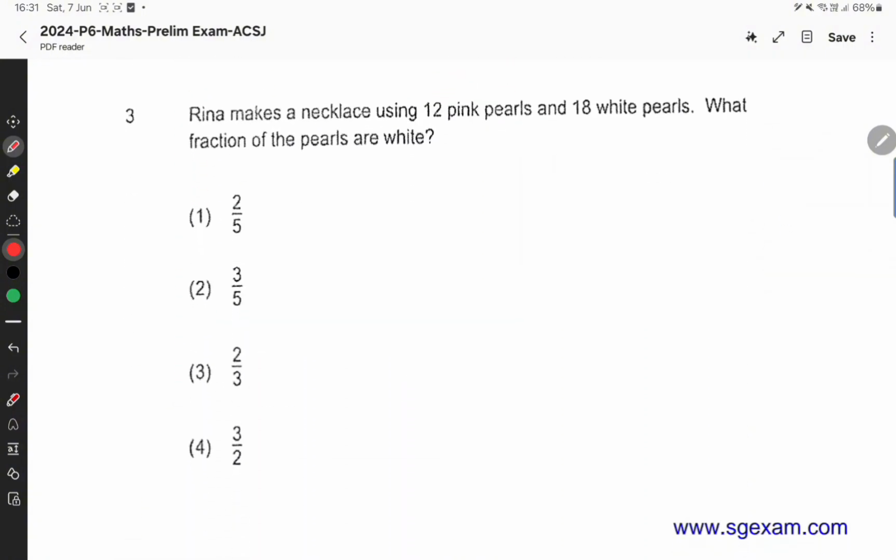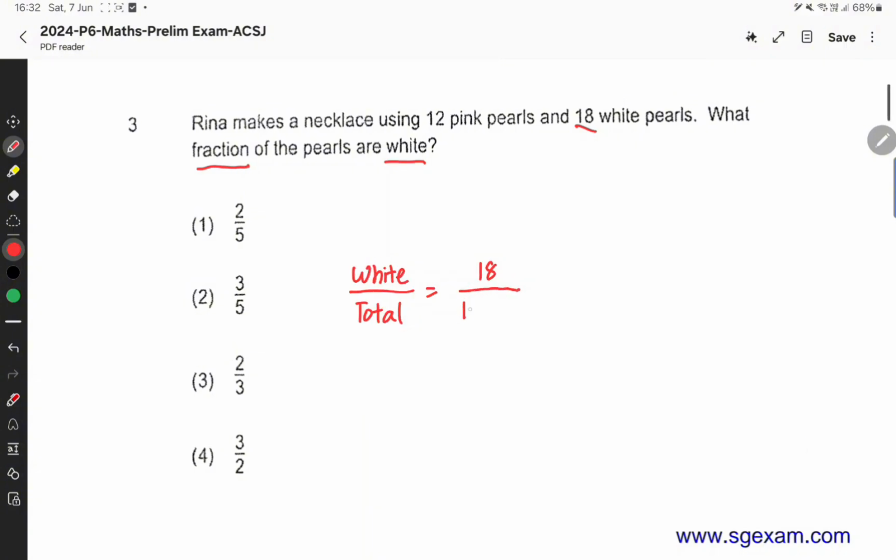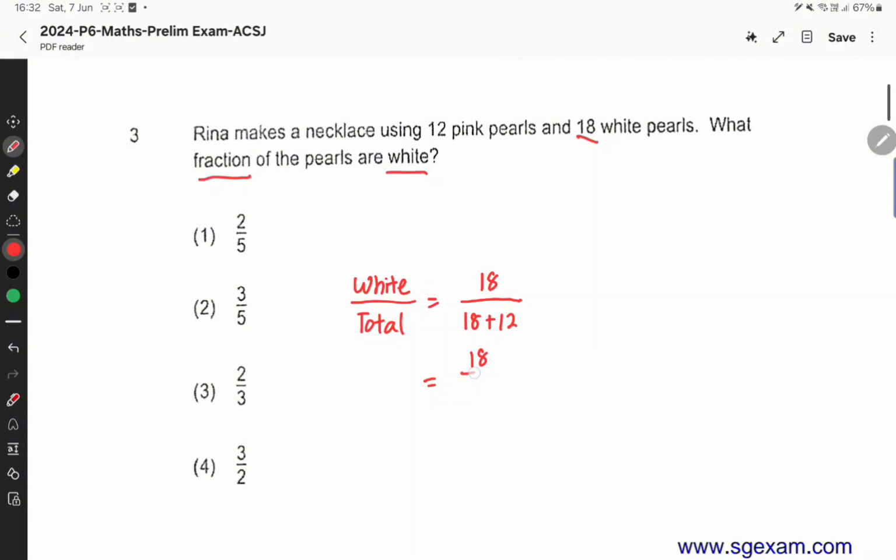Rina makes a necklace using 12 pink pearls and 18 white pearls. What fraction of the pearls are white? The question is asking you in terms of fraction, so we need to write out white over the total. There are 18 white pearls, so we write 18 over the total, which is 18 plus 12, the white pearls plus the pink pearls. After that, we need to simplify this fraction. So it's 18 over 18 plus 12, which is 30.